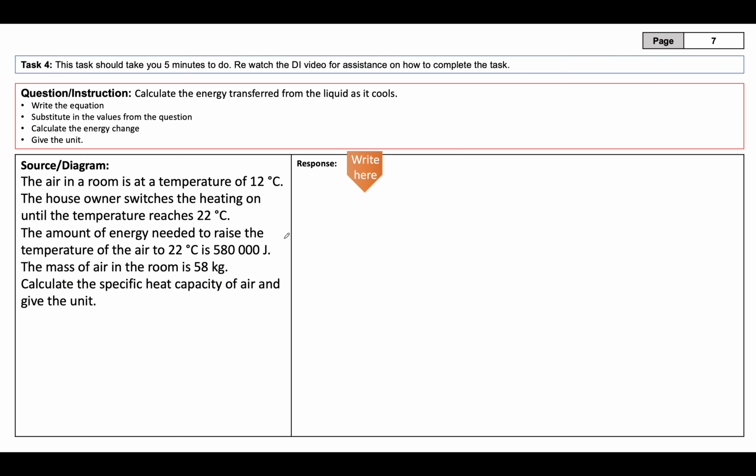This last one is probably the more challenging one. You're calculating the specific heat capacity, which is C. So remember, we start off with E equals MC delta T. We're trying to work out C, so we rearrange to give this equation. Have a go at it, see what you come back with. Best of luck. Thank you very much, Year 11.